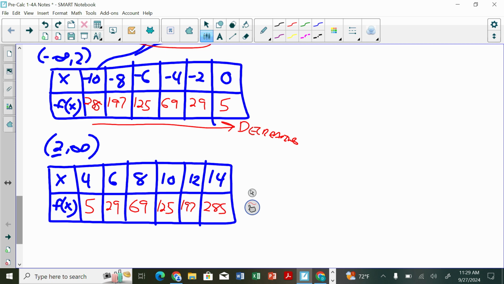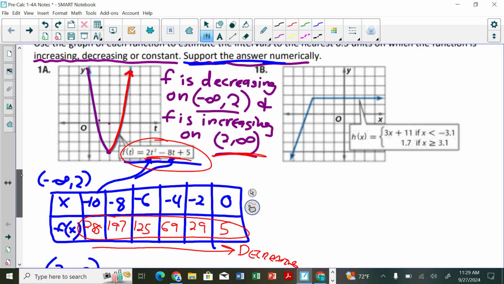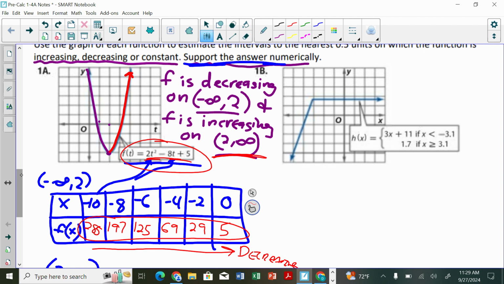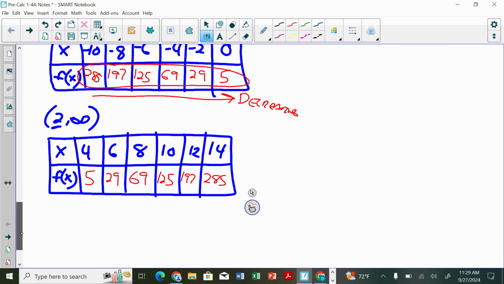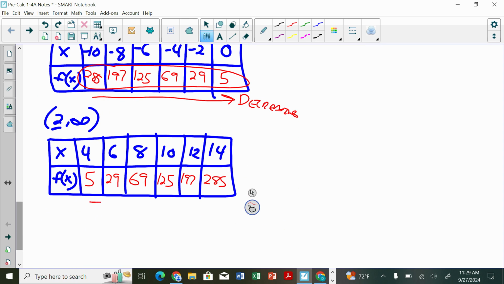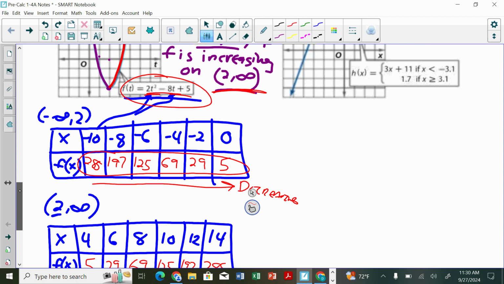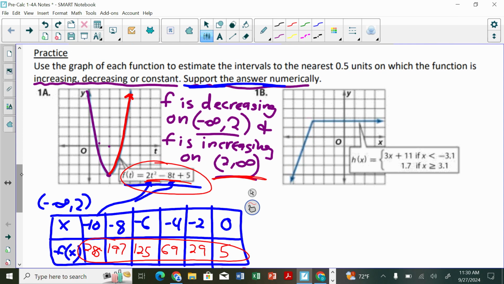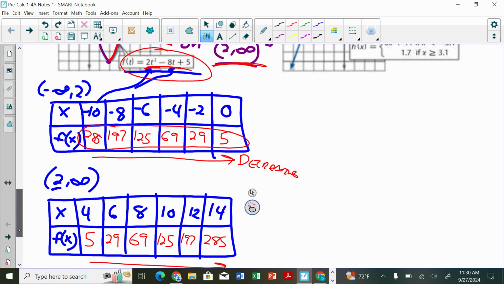Okay. So what you'll notice is that those numbers are kind of the same as what you saw here, just in reverse order, because it's a special type of function that we know as a quadratic, as a parabola. It has symmetry, so we can see that those numbers are the same. But if we look at these numbers down here, they're definitely going up. They're definitely increasing. So supporting it numerically, when we looked at the graph, we could estimate it right here with this part here, but then we have to support it numerically with the table down here, okay?